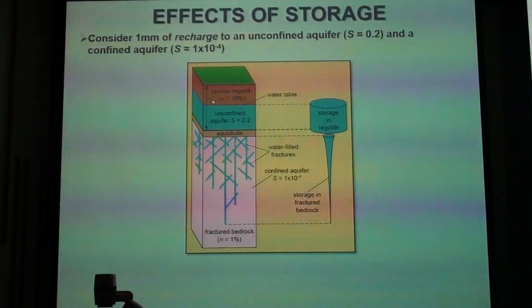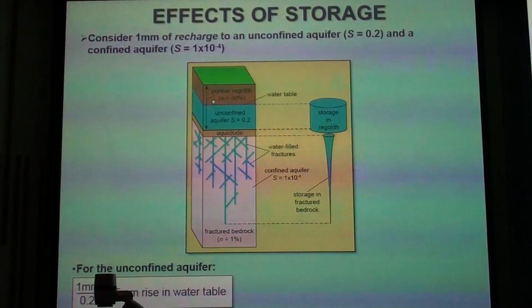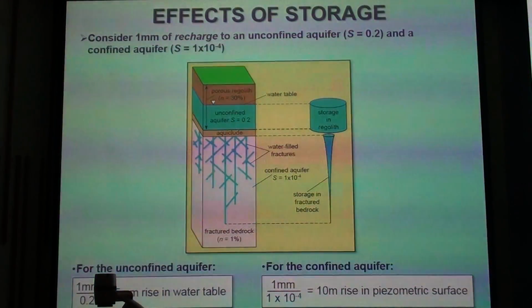Those two surfaces are going to rise very different amounts because of the values of S here being very low and S here being very high. The unconfined aquifer, a millimetre of rain, 0.2 storativity, you get a 5 millimetre rise in the water table. Of course, this is very porous, it's still got space to store water. It doesn't need to rise very high to accommodate that 1 millimetre of rainfall. The confined aquifer, it's quite a dramatic increase. Okay, it's 1 millimetre, 1 times 10 to the minus 4. You'll get a 10 metre rise in the piezometric surface. Okay, so that artificial water table, that pressure head above the aquifer, wherever it happens, will rise 10 metres.